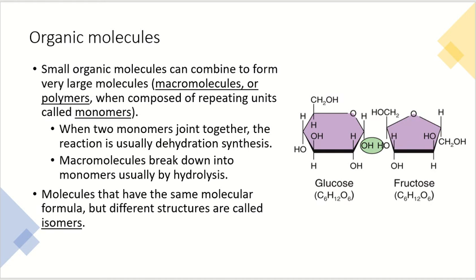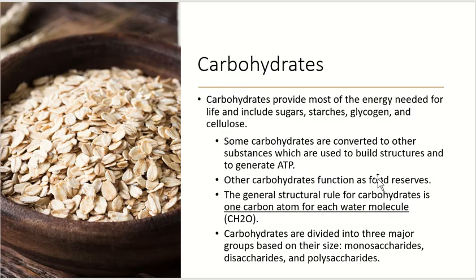Molecules that have the same molecular formula but have different structures are going to be called isomers, all right? And we see that here with glucose and fructose, right? The molecular formula of both glucose and fructose is C6H12O6, right? But we can see here that structurally they look very different. This is a 5-membered ring, while this is a 6-membered ring. So they're very different looking molecules, but they still have the same molecular formula. So these are isomers, all right?